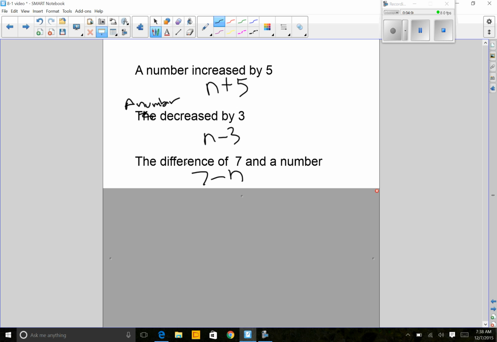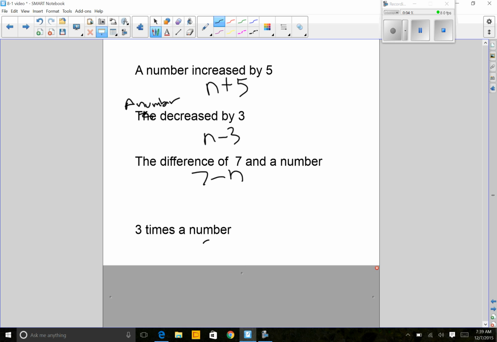You almost just have to read them in order. Oftentimes that helps you. That's the difference between decreased by and difference. Both of them are subtraction, but the order is opposite. And 3 times a number would be 3 times n. This could also be written as 3n. When you put a variable next to a number, it means multiplication. We do that because the multiplication x would get confused with x variables. So a number next to a variable means multiplication. Also, 5 divided by a number would be 5 divided by n. The sum of 4 and a number would be 4 plus n.